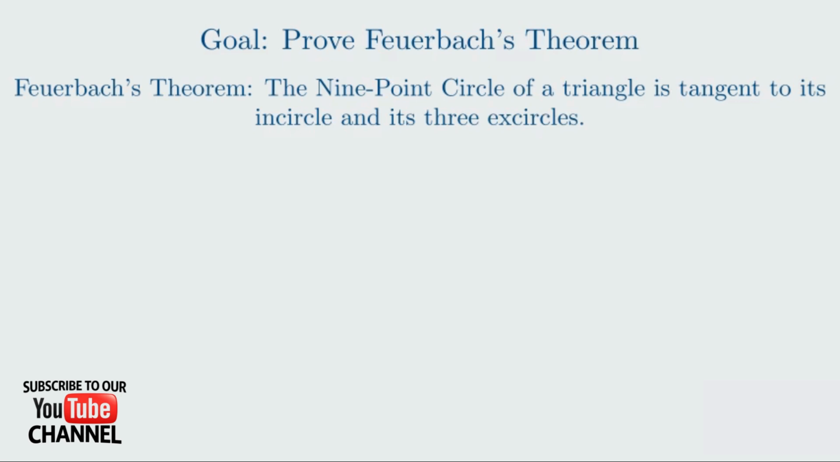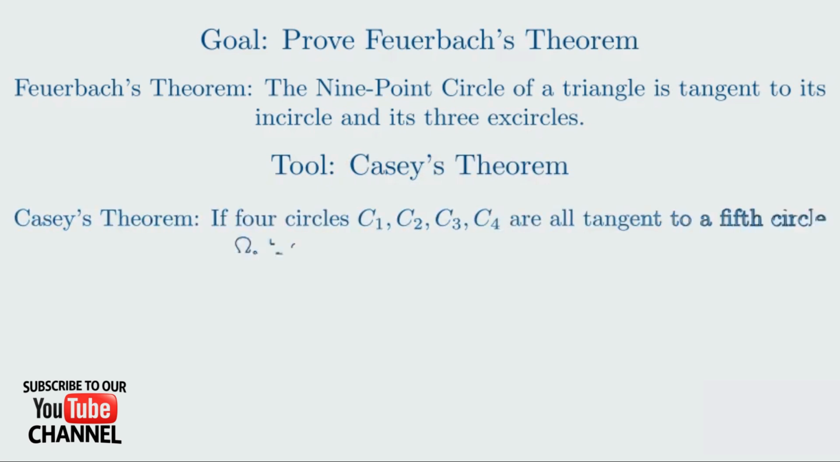To make it more manageable, we're going to use a powerful tool that you might not be familiar with yet. This tool is Casey's theorem, or the generalized Ptolemy's theorem. Casey's theorem states that if you have 4 circles, all tangent to a 5th circle, let's call it omega, then a specific relationship exists between the lengths of their common tangents. Here, Tij represents the length of the common tangent between circles Ci and Cj. The signs depend on the tangency, which we'll address later.